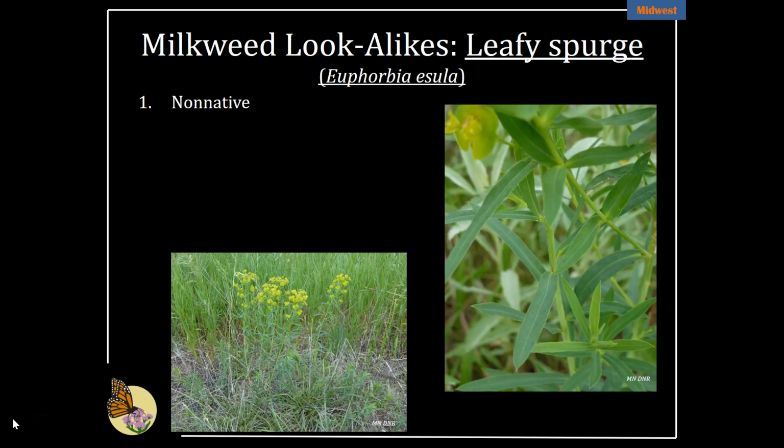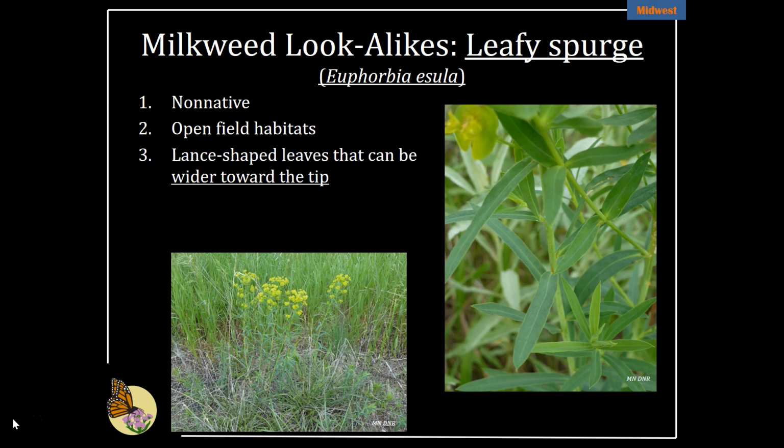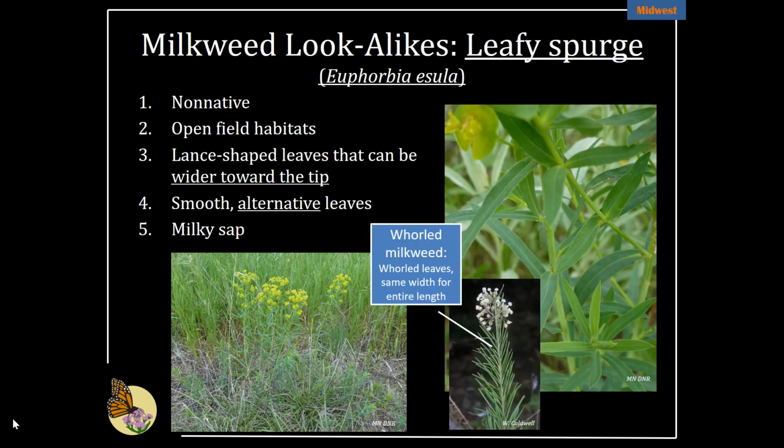Leafy spurge is another invasive plant that could be mistaken for whorled milkweed when not in bloom. It grows in open field habitats and has lance-shaped leaves that can be wider toward the tip. The leaves are smooth and they alternate up the stem. It also has a milky sap. When comparing it to whorled milkweed, look for the whorls of leaves around the stem on whorled milkweed. And remember that leafy spurge's leaves alternate up the stem.